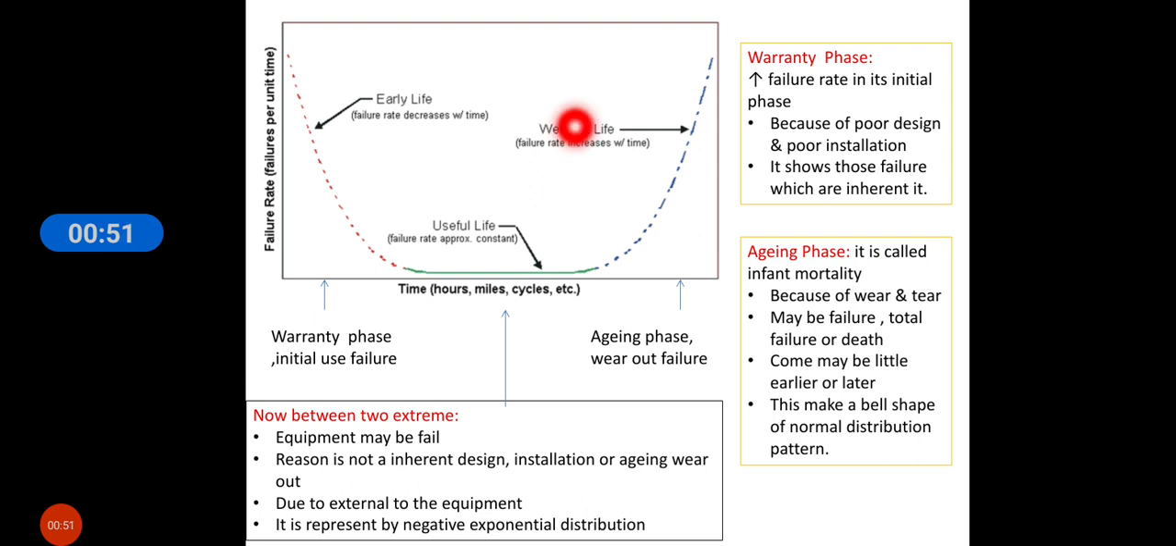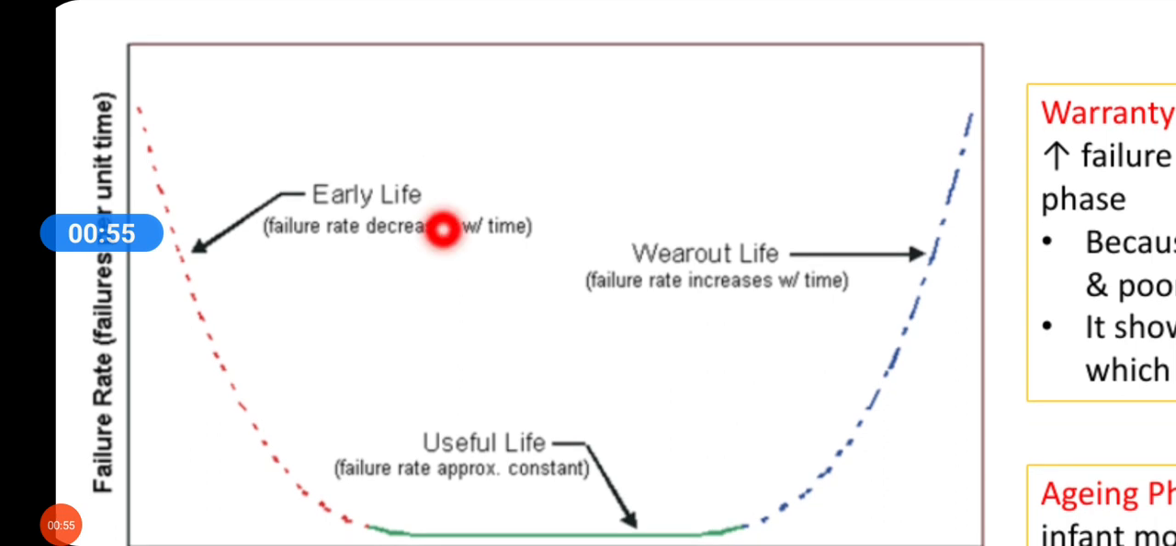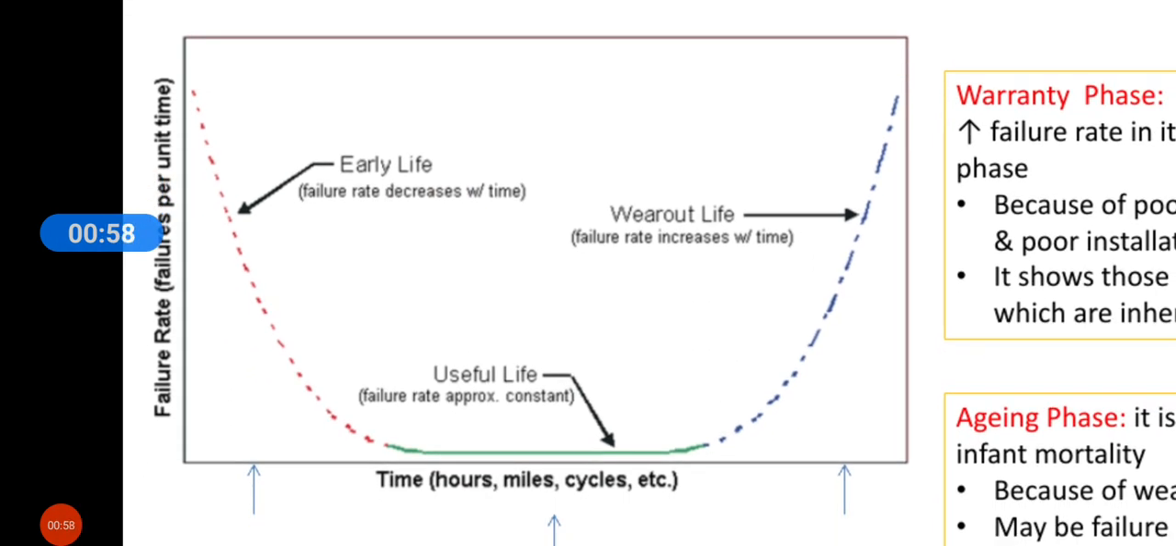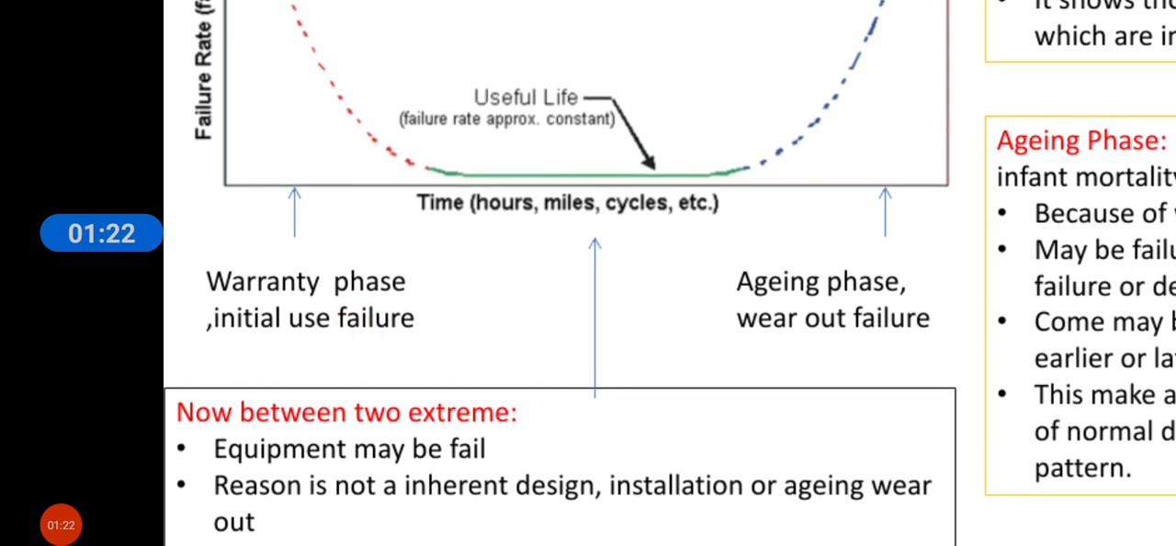See this graph. The shape you see is just like a bathtub. That's why this is known as a bathtub curve. This is the first stage, marked in red, the early life. Failure rate here in the early life of the machine is also known as the warranty phase or initial use failure.